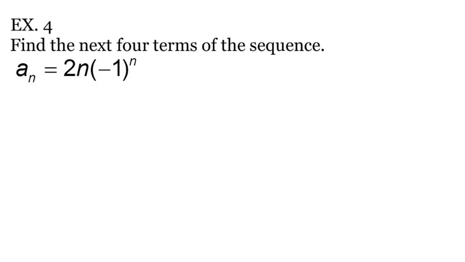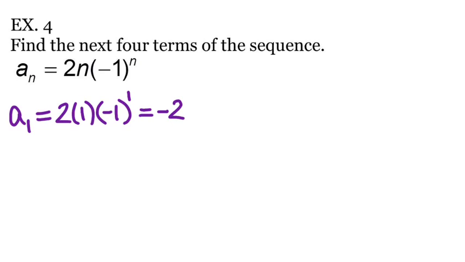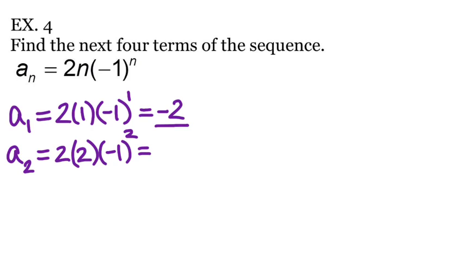Example 4 says find the next 4 terms of the sequence. So same thing, we're going to plug in 1, 2, 3, 4 for n and find out what the value is. So a sub 1 will be 2 times 1 times negative 1 to the first power. That's going to equal negative 2. A sub 2 is going to be 2 times 2 times negative 1 to the second power, which would be 4.